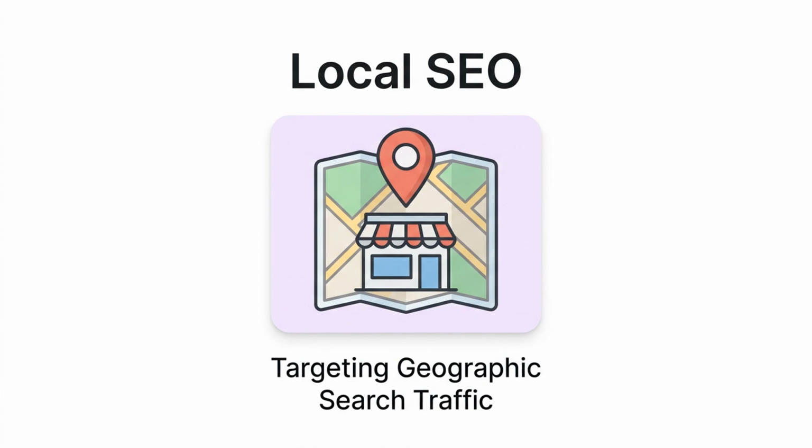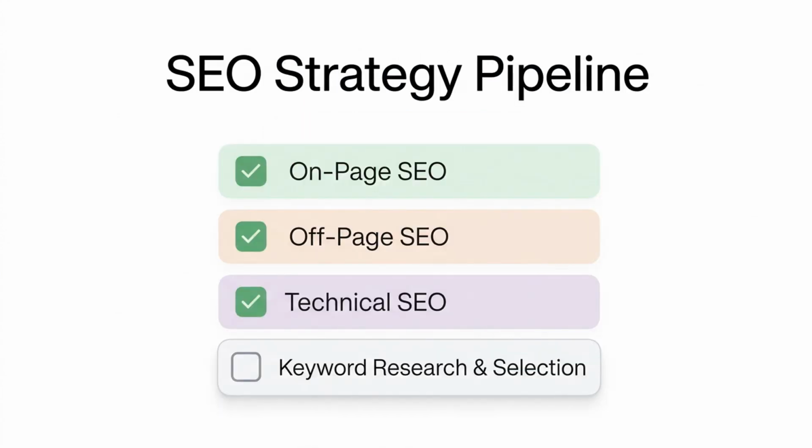Looking at our overall strategy pipeline, we have now touched upon the core pillars: on-page, off-page, and technical SEO. The next major phase we need to prepare for is comprehensive keyword research. We will be exploring the different types of keywords available, how to select the right ones for your specific niche, and the exact step-by-step process to integrate them into your broader strategy.